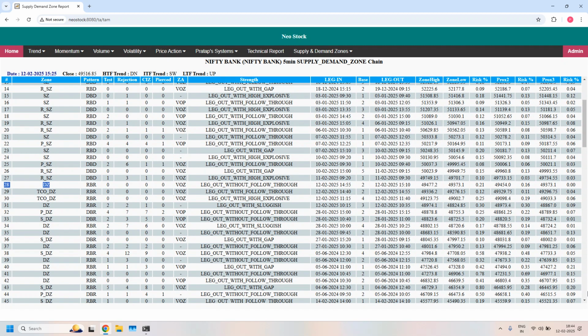Okay, this is about Bank Nifty supply demand zone chain. So with this we have completed both Nifty and Bank Nifty supply demand zone chain report generation. And next we will look into bullish and bearish trade setups for different income trades.